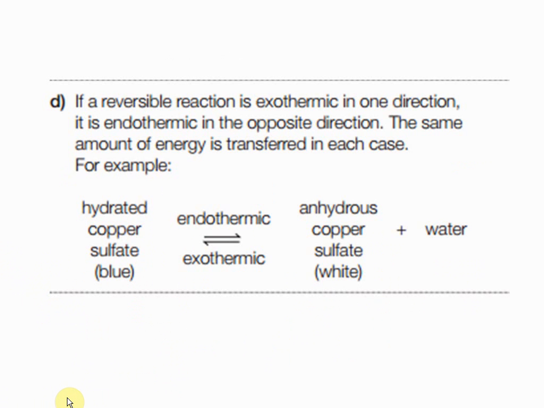So reversible reactions, which we discussed in the last video, if they're exothermic in one direction, they're endothermic in the other. So you can see that over here, it's endothermic this way, so it's going to be exothermic this way. Okay, each time you go each way, if a certain amount of energy is released this way, the same amount of energy is released on the way back.